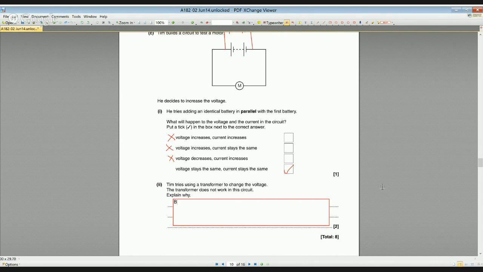What we need to say here is that this is a circuit with a battery in it, and batteries use direct current, DC. Transformers only work with alternating current, AC. And that's 2 marks.